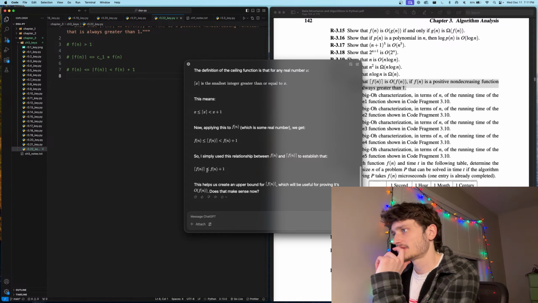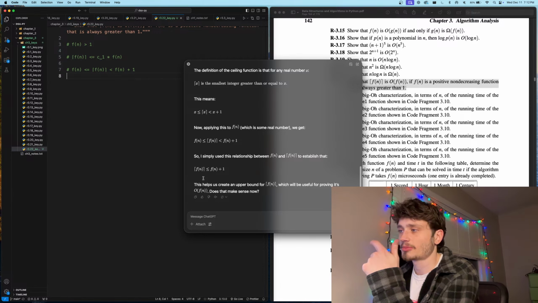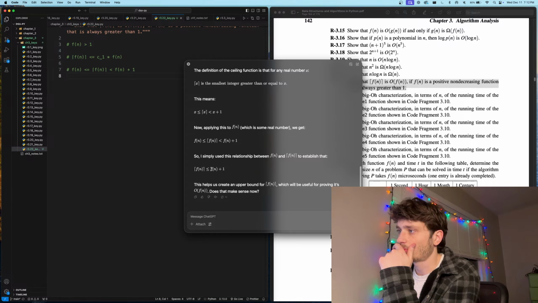So the ceiling is less than or equal to f of n plus 1. So if the number is like 2.1, let's just go like 0.1, or let's do like 0.5. So 0.5 would get rounded up to 1. 0.5 plus 1 would be 1.5. So that is true. Right, okay.